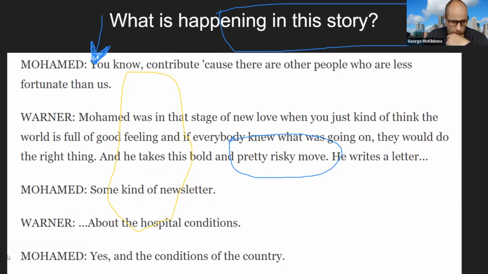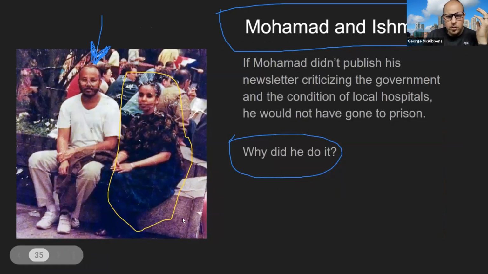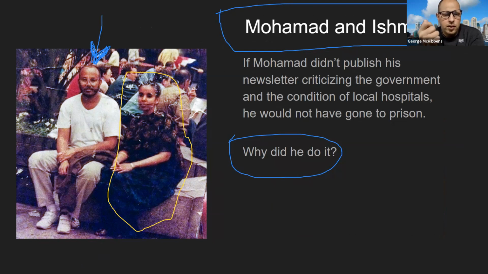Well, actually, not. We'll go over that in a minute. But what the host said was he was in love and he thought that he wanted to share his happiness with the world. And he wrote a letter criticizing the dictator. And he made himself a target.